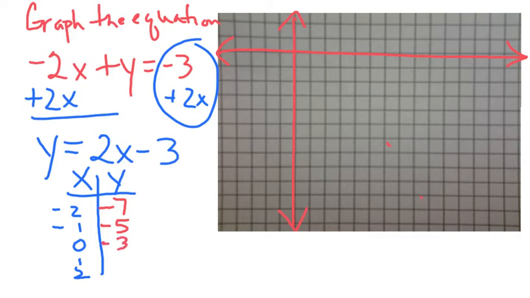Is anyone starting to see a pattern? There's always a pattern in the y values. Look for the pattern. That helps you to make sure you're getting it right. 1 goes in for x. 1 times 2 is 2. 2 minus 3 is negative 1. And 2 goes in for x. 2 times 2 is 4. 4 minus 3 is 1. See the pattern? It's going down by 2, or going up, I guess, by 2 each time. Negative 7 to negative 5, that's 2, that's 2, that's 2, all the way up.